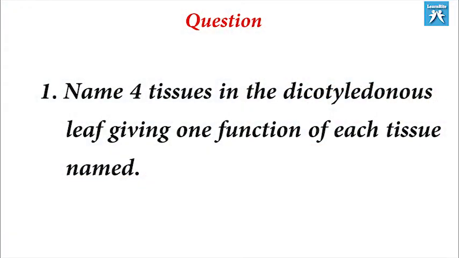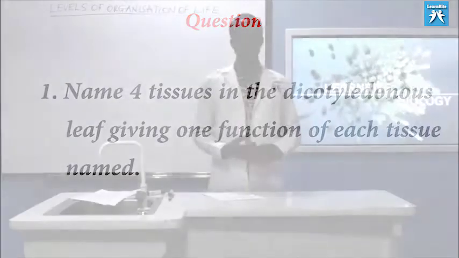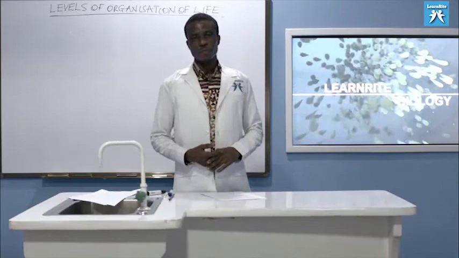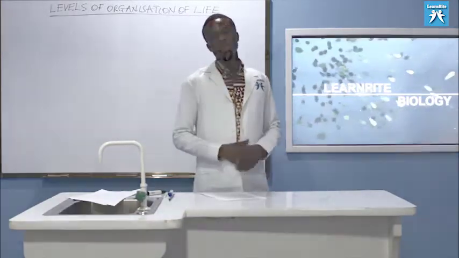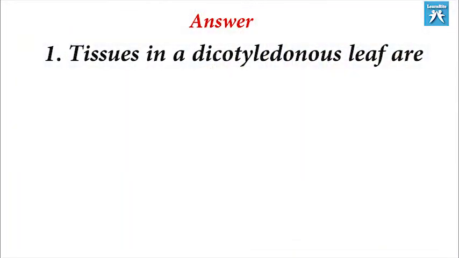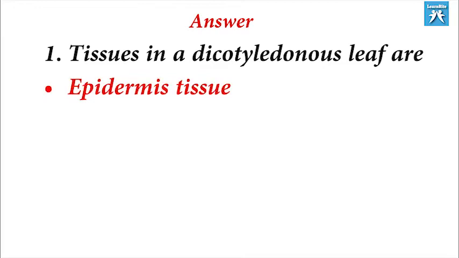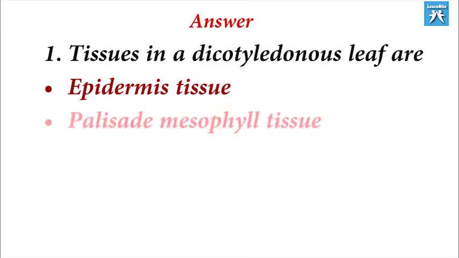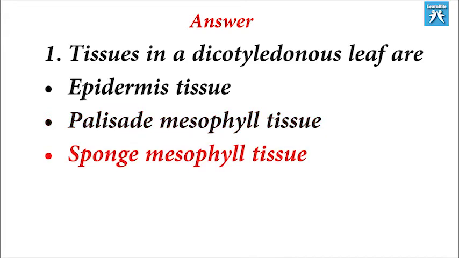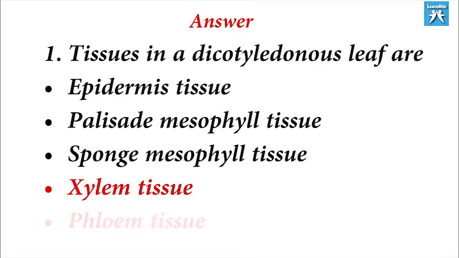Name 4 tissues in the dicotyledonous leaf, giving one function of each tissue named. You have to name 4 tissues. 1. Epidermis. 2. Palisade mesophyll. 3. Spongy mesophyll. 4. Xylem. 5. Phloem.